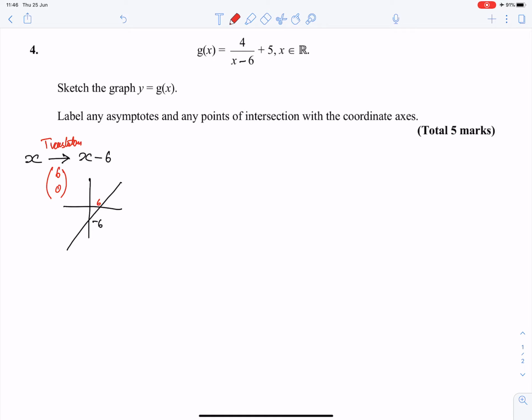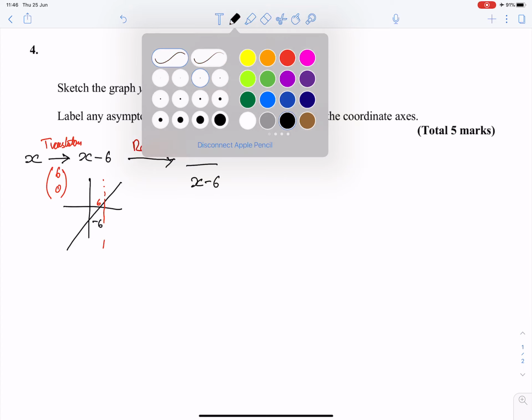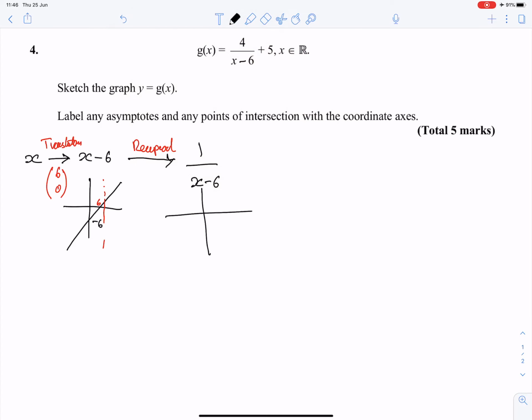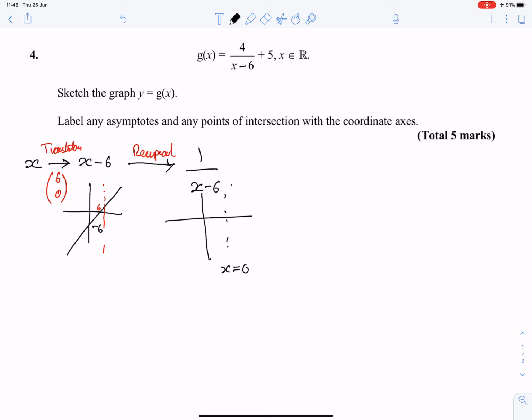Okay, the next step then, in terms of giving this shape, is to take the reciprocal. So we get 1 over x minus 6. So this is the bit that basically gives us the shape of the graph. So we're going to take the reciprocal. And if you take the reciprocal of this, we know the asymptote has to go through the point 6 because that is where the denominator is going to be 0. So this is our asymptote at x equals 6, and we've got our reciprocal shape graph.